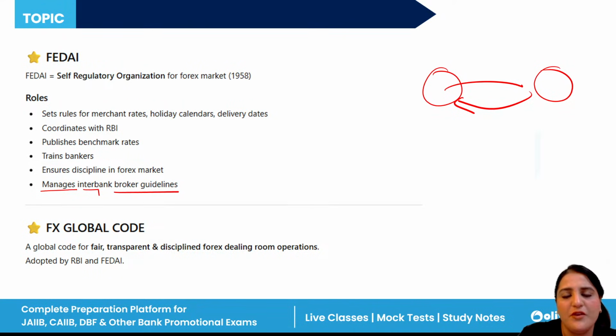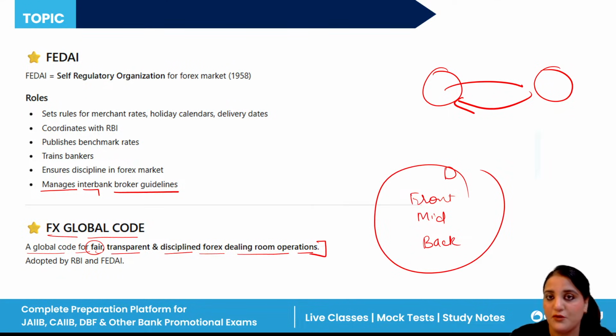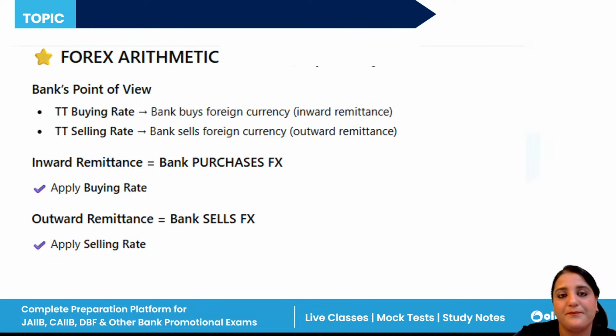So FEDI is one of the most important organizations for forex transactions. And what is the Foreign Exchange Global Code? This is a global code for fair, transparent and disciplined forex dealing room operations. Every dealing room, whether front, mid or back office, will work with complete rules and regulations and in a disciplined manner. That's why the Foreign Exchange Global Code is used for this fairness and transparency. It is adopted by RBI and FEDI, right?